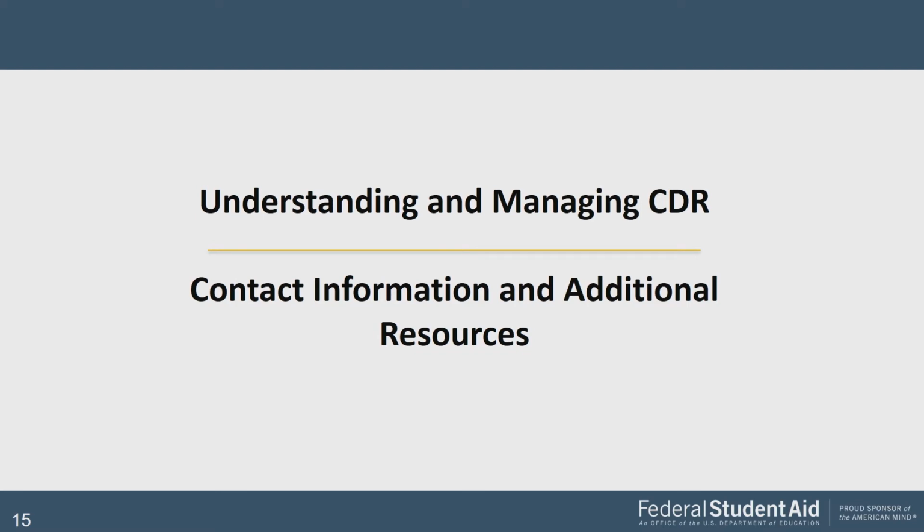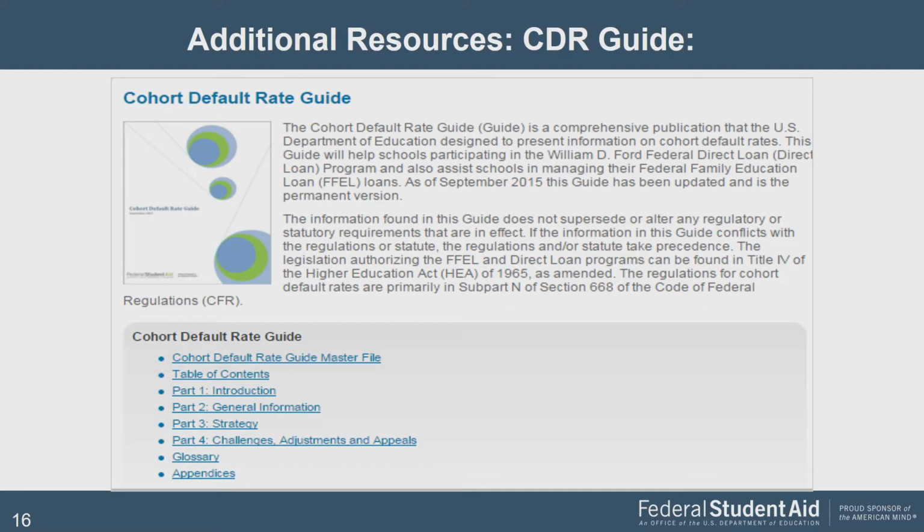Understanding and managing CDR contact and additional resources. Here is where you would find information within our CDR guide. The CDR guide will list out all the specific information that is relevant to submitting an appeal and understanding what the cohort default rate means, and gives you all the complete and accurate detail as to what you should be submitting, how you should be submitting the information, what your letters should look like that are coming from your manager's assertion as well as your auditor's letter, and exactly how each individual appeal and or challenge should be laid out for you as an institution.